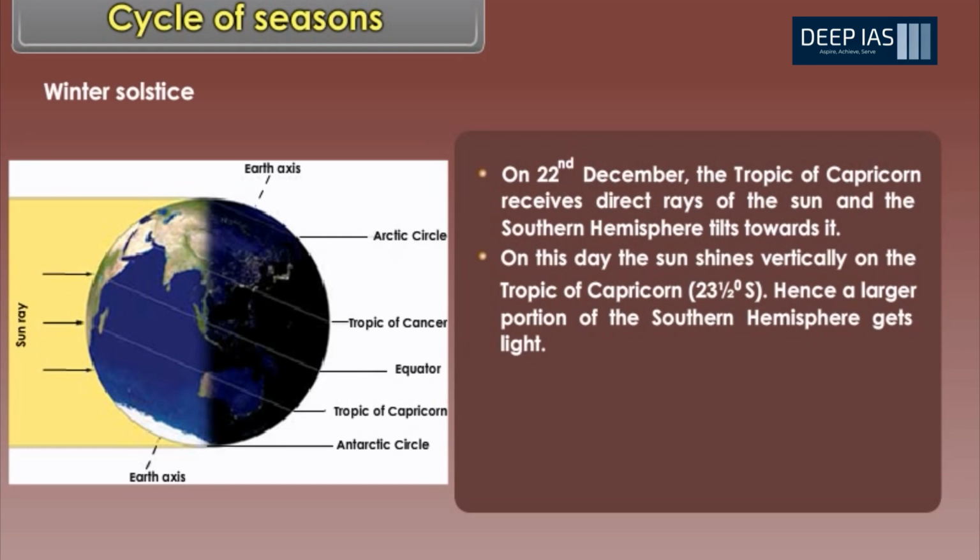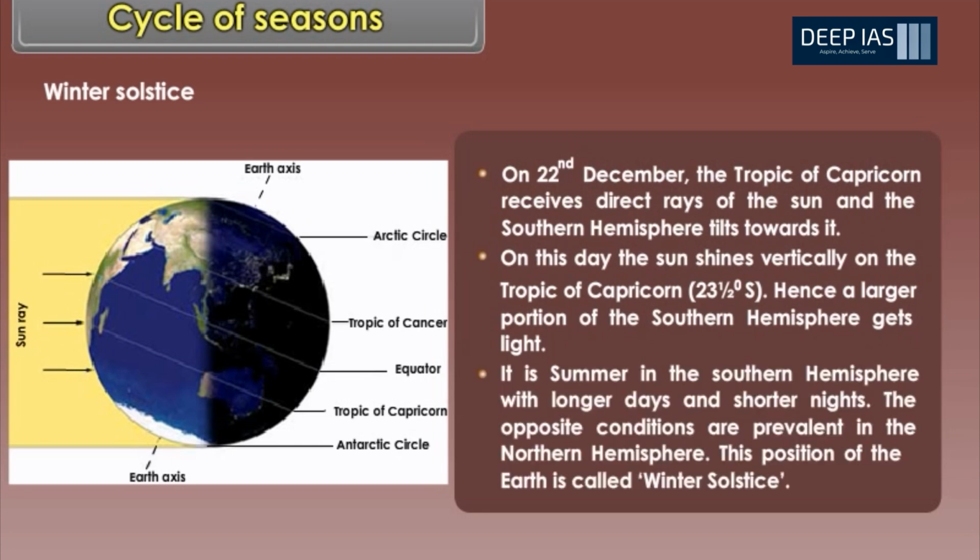Hence, a larger portion of the southern hemisphere gets light. It is summer in the southern hemisphere with longer days and shorter nights. The opposite conditions are prevalent in the northern hemisphere. This position of the earth is called winter solstice.